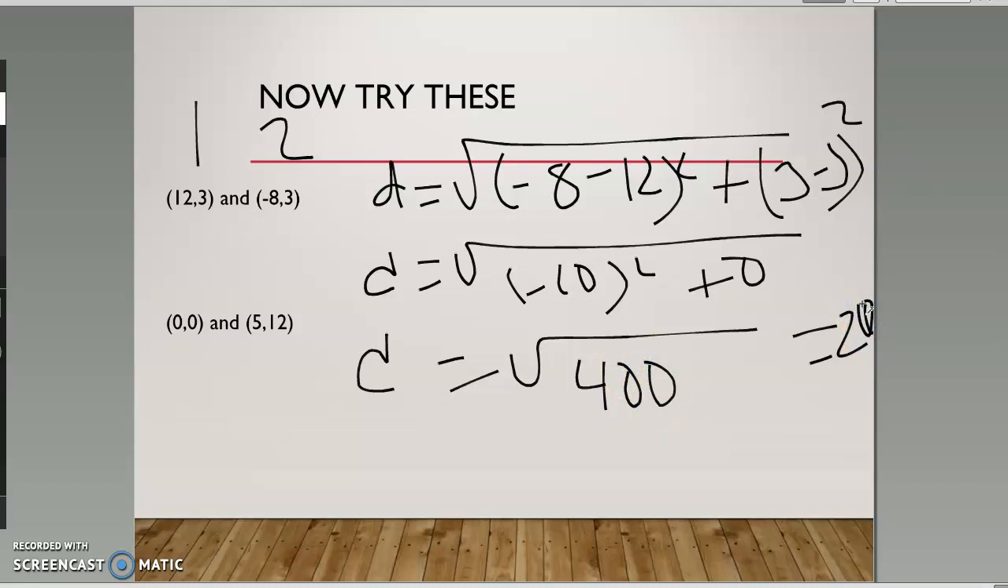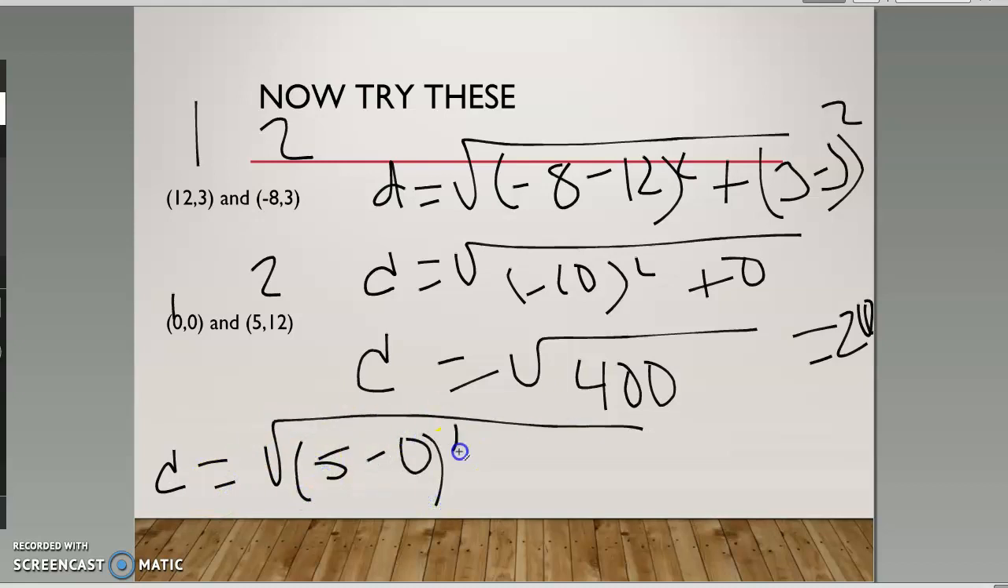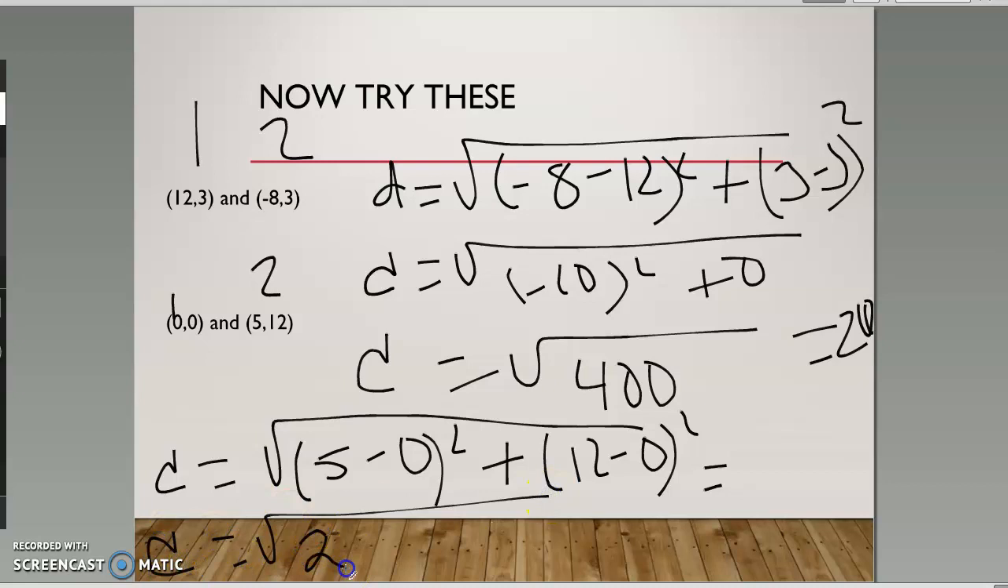Let's do the second one. So let's say that's point 1 and that's point 2. Again, I have 5 minus 0 squared plus 12 minus 0 squared. And I get 5 squared plus 12 squared, just because I'm running out of space. So D is equal to the square root of 25 plus 144, which is equal to the square root of 169. And the square root of 169 is 13.